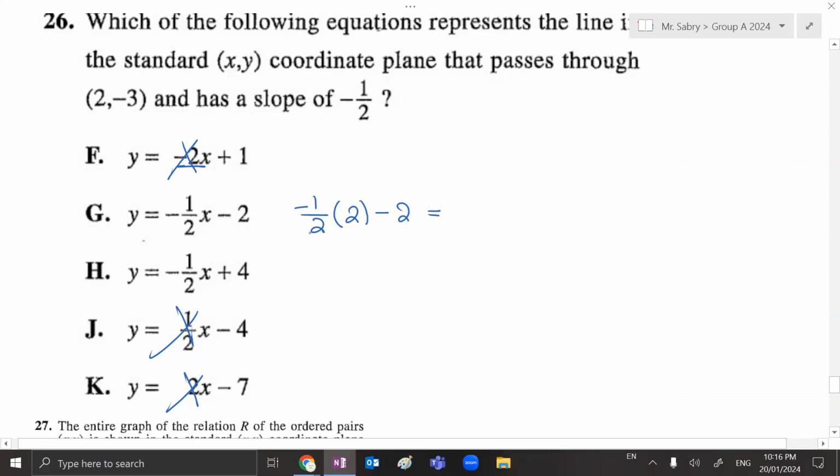-1/2 times 2 is -1. -1 minus 2 is -3. So yes, it is true because this y is -3. Done, it is G.